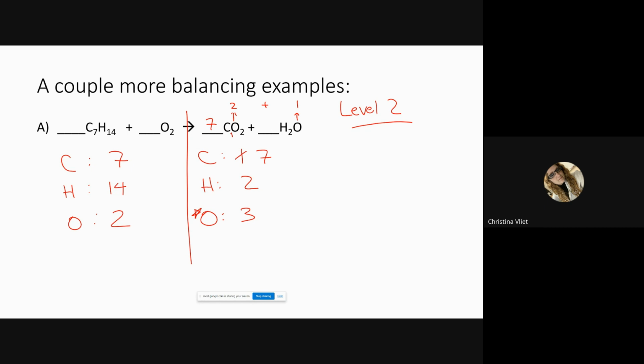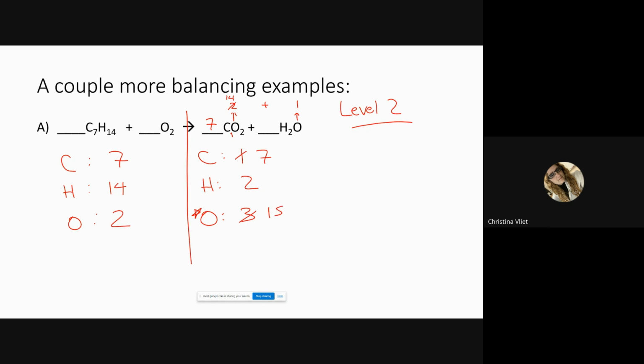All right, so how many oxygens do we now have? We know we have 7 carbons, but now we have a different amount of oxygens because we put a number in front of carbon dioxide. We have 14 oxygens in carbon dioxide, but how many total do we have now on this side of the reaction? 15, right? 14 plus 1. Are we good with that so far? Okay, so I have 15.